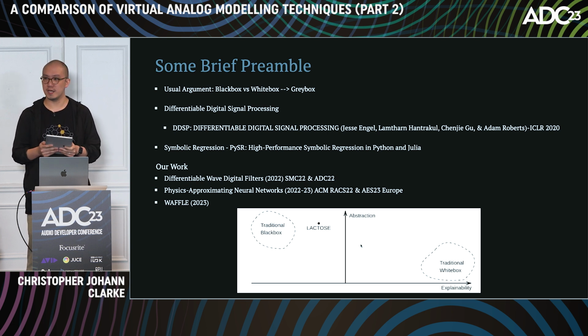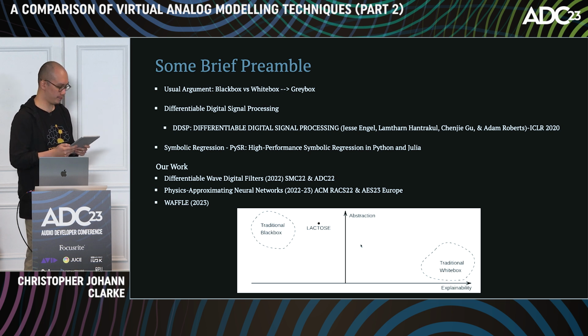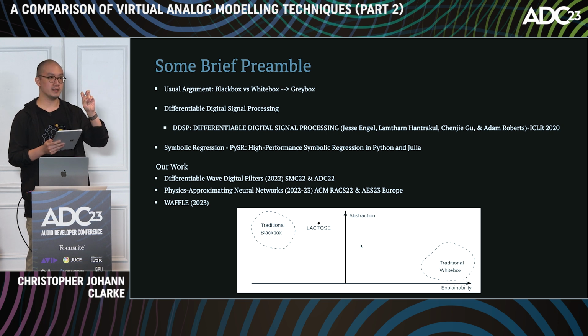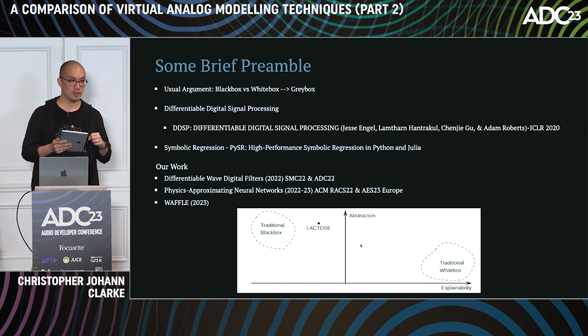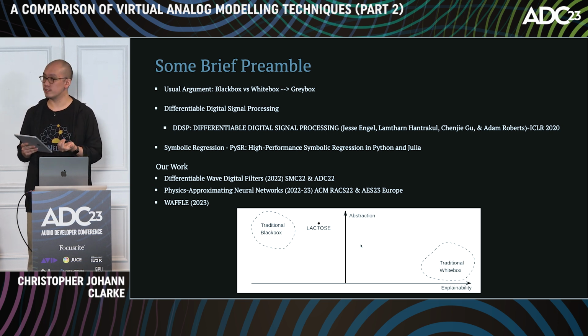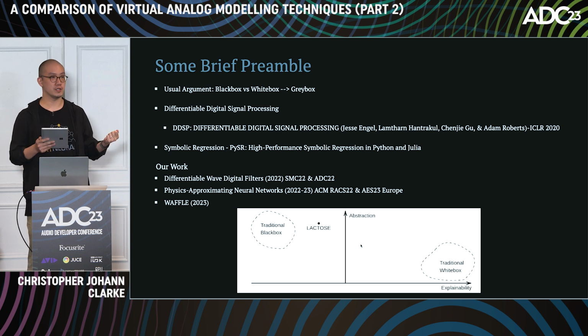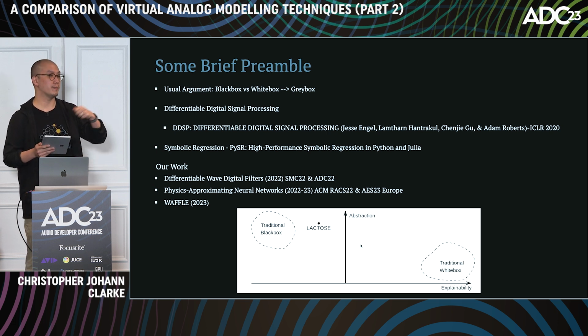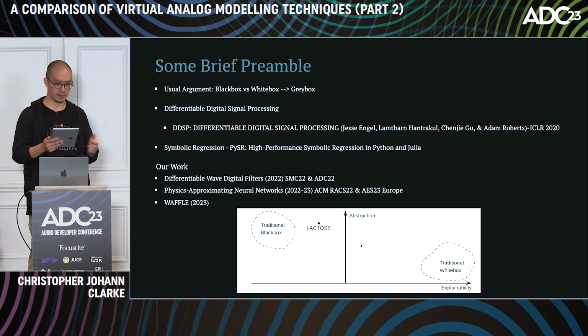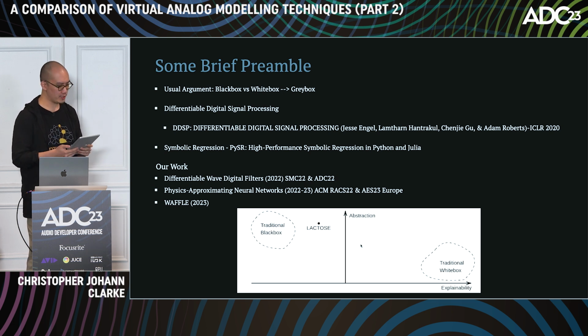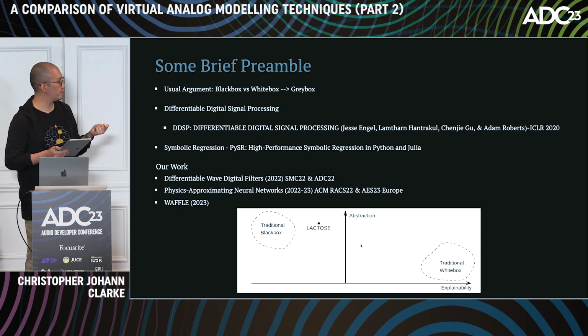So I think there's an interesting area in between these two where you can find models that balance between explainability and abstraction. If we take lactose as an example, the conditional statements give the user the ability to explain the system with conditional statements. Or conversely, we can learn more about the system based on how the model resolves those conditional statements. So by applying different conditional statements, we can learn more about the model. In this section, I will cover symbolic regression, as well as differentiable wave digital filters, physics-approximating neural networks, and this waffle technique.